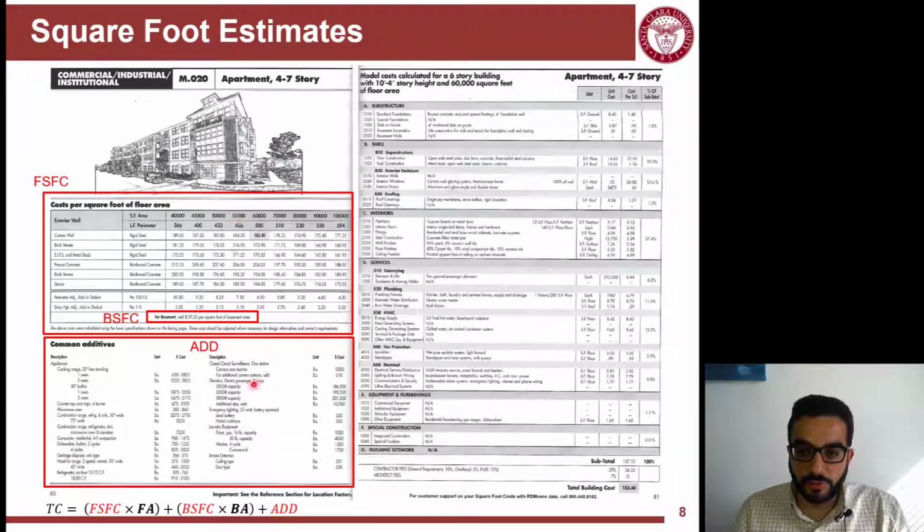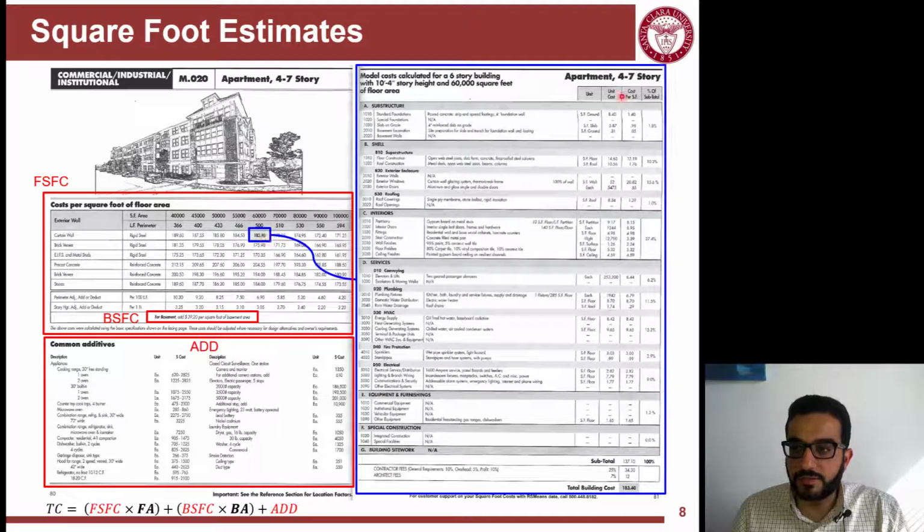So the numbers here do not reflect additives or the things that are listed here, like appliances in this case, or elevators. And then this shaded number here, if you can see it, for this one, it says that the square foot cost is $183.4 per square foot. That's calculated based on this sheet of calculations. This is just given as an example. It's just an example of one case within that model M20, which is apartment 4 to 7 stories.